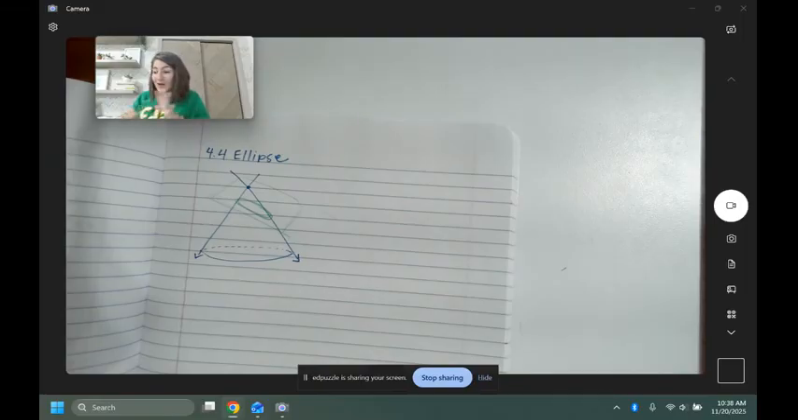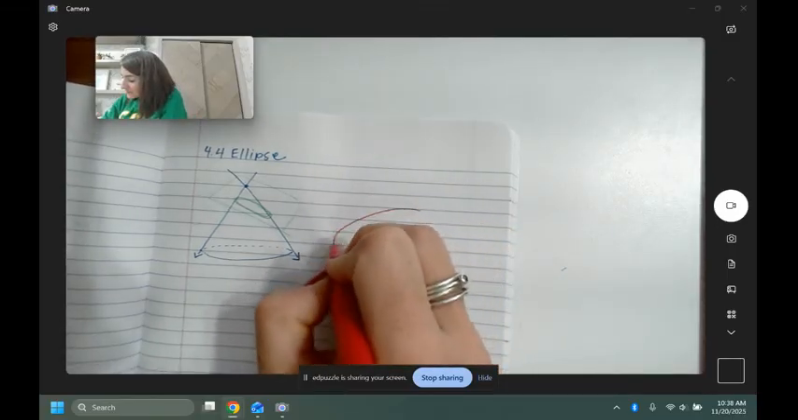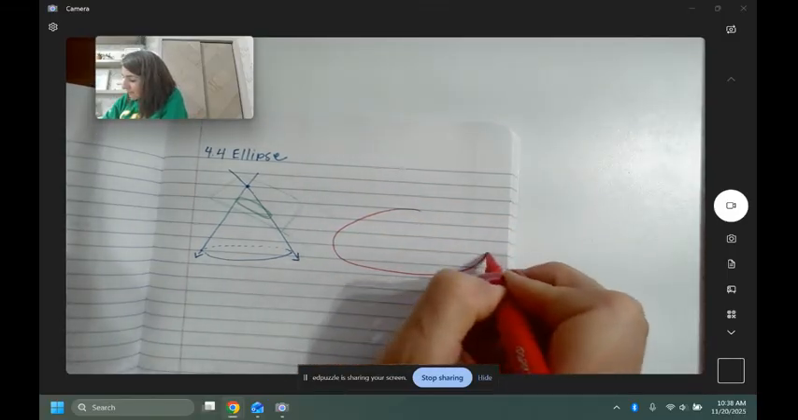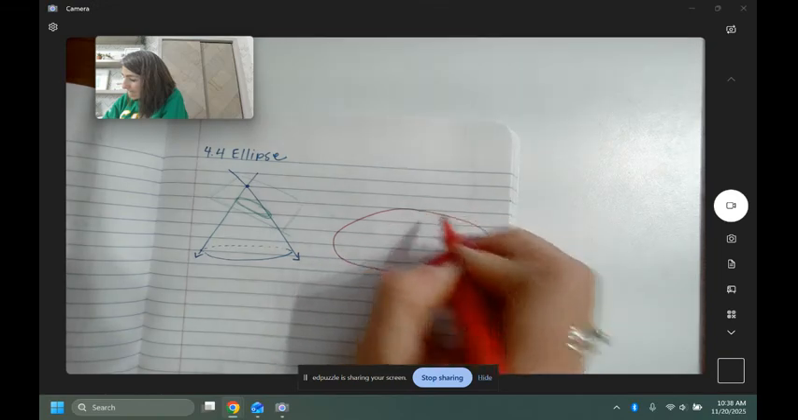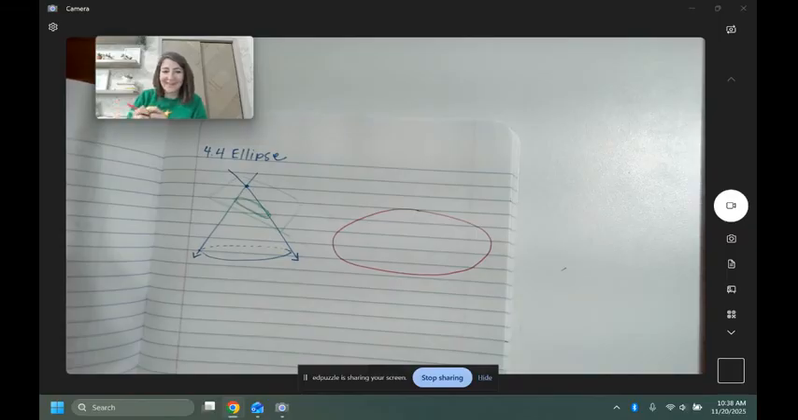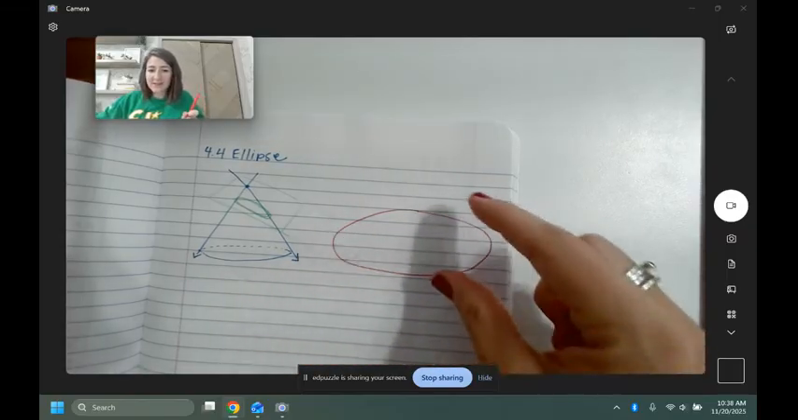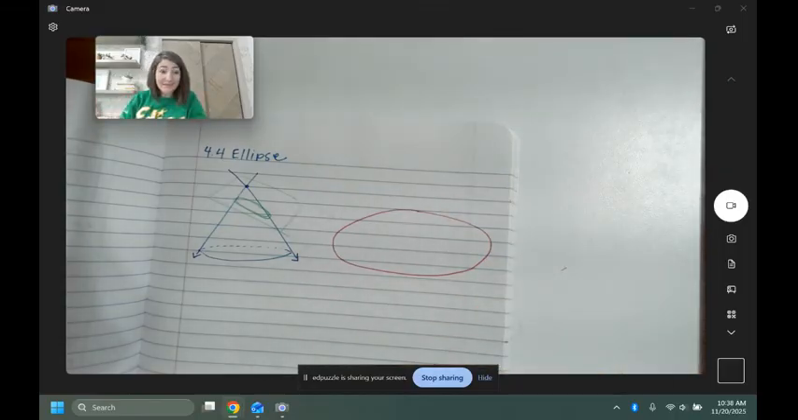So I'm going to draw a pretty big ellipse here. We're going to define a lot of things inside of it. Try to make it as much as you can where these two are the same as these two. It's completely symmetrical.